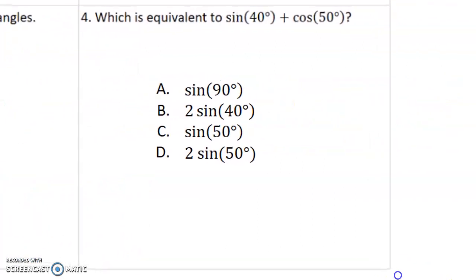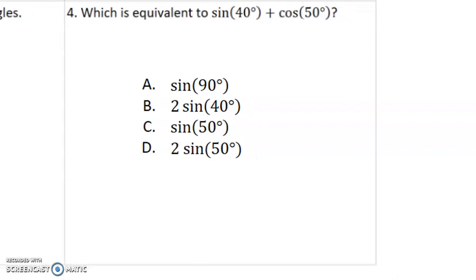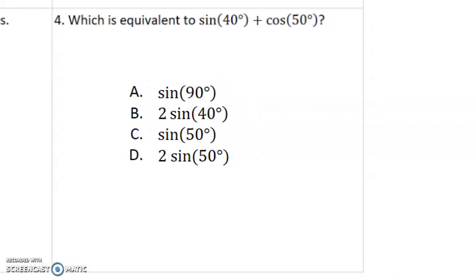And let's go to this last problem, which is equivalent to sine of 40 plus cosine of 50. Again, the thing that pops out as relevant to me here is that I recognize that 40 plus 50 equals 90. So this is one of those complementary angle kind of problems. What that tells me, since the angles add up to 90, is that sine of 40 is equal to cosine of 50. And since there's that equivalency, I can basically think about using substitution.